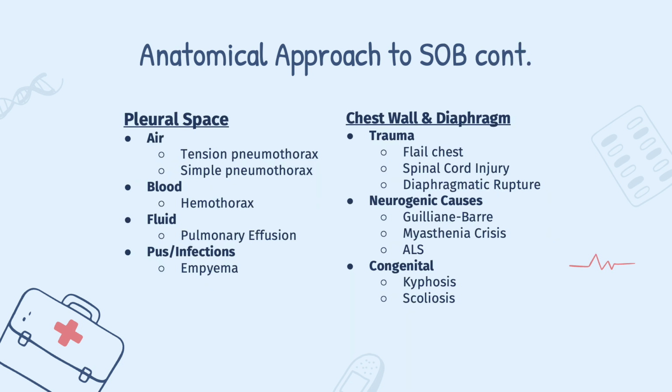So next in our approach, we think about the pleural space. I could have air in the pleural space, so we're thinking about our pneumos. I could have blood, so a hemothorax. I could have fluid, so we certainly learned about pleural effusion. This isn't a disease itself. It's usually a complication from a disease, so cancer is kind of at the top of the list there. Or I could have an infection, so there could be pus there, so an empyema.